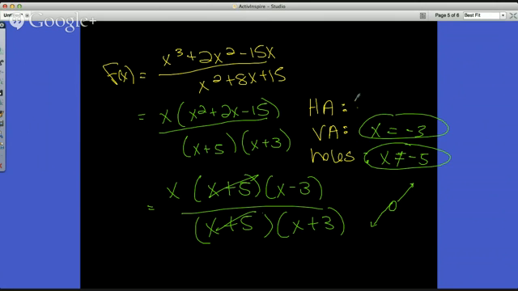Now finally, we have our horizontal asymptote. With the horizontal, it's always y equals. Now remember, there are 3 different rules. If the degree is higher on top than on the bottom, we know that there will be none. There's no horizontal asymptote.